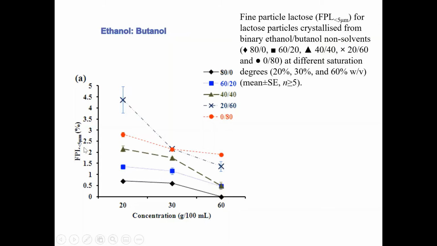What we did later on, we used particle size analysis to calculate how much of those crystallized lactose particles are less than 5 micrometers, which can be used as fines in the formulations. And when we plot against the different concentrations of lactose used during the crystallization, we found that, for example, the ratio of 20 to 60 ethanol butanol gives you the highest concentration of fine lactose. As you increase the concentration, the amount of fine particle lactose goes down, and you will reach around 1.5%.